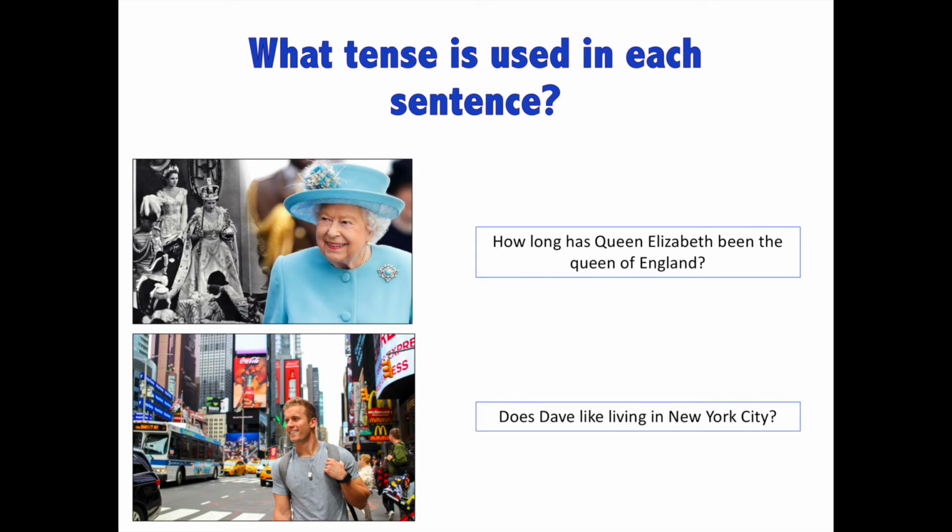Let's look at the second sentence. Does Dave like living in New York City? Okay. We have a lot of things that could be verbs in this sentence. What do you see? Look, because it's a question, we have does. Do you remember what tense uses does?